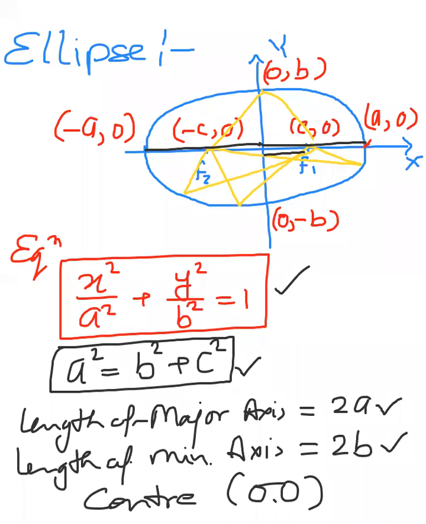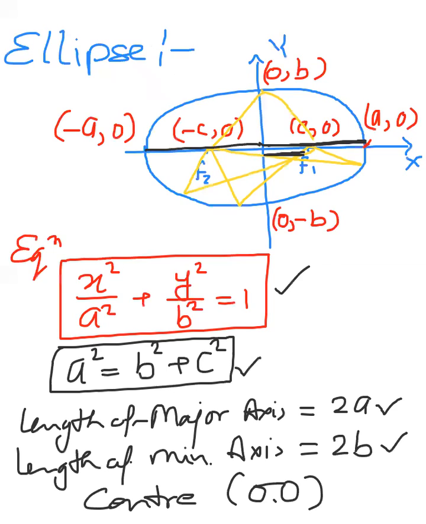The distance of the focus is c, and the distance of the vertex on the major axis is a. So it comes to c upon a. The eccentricity of the ellipse is c upon a. We also know c is smaller than a.